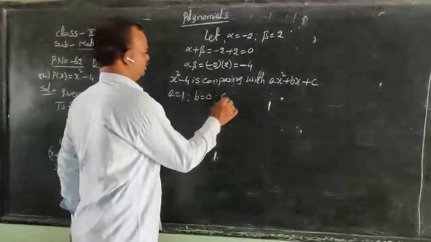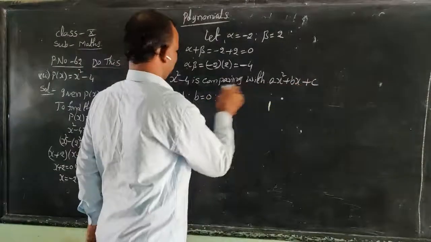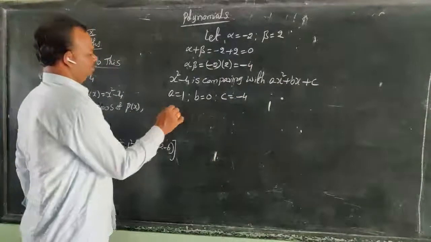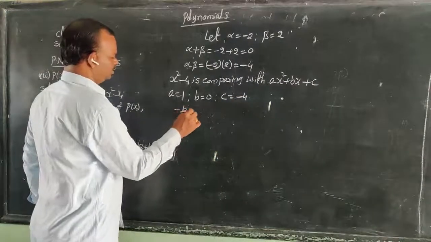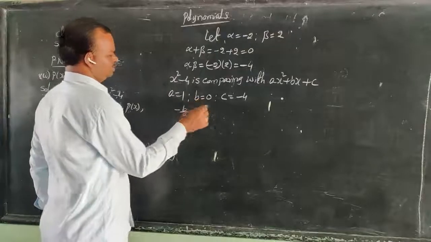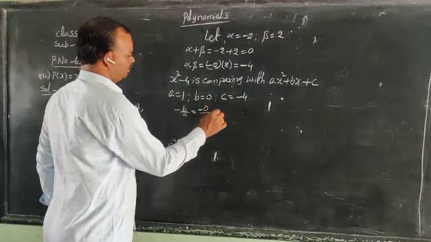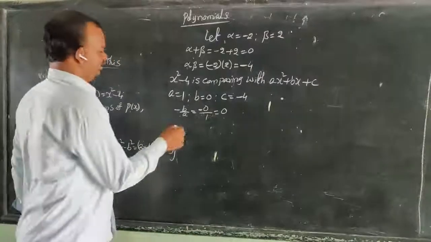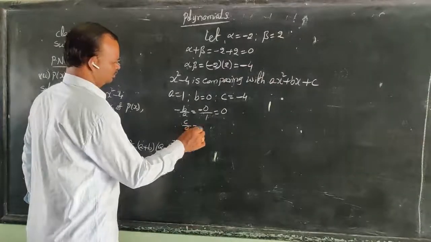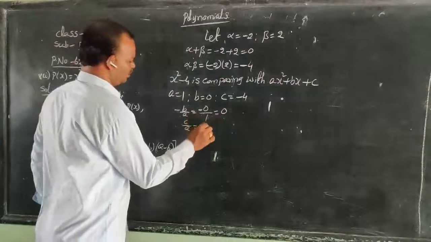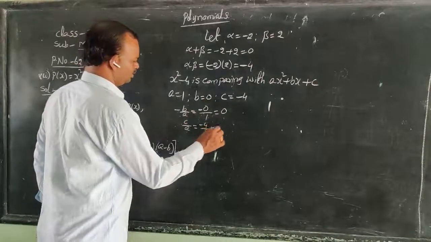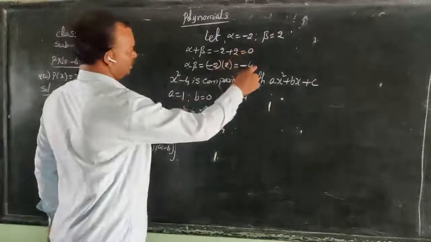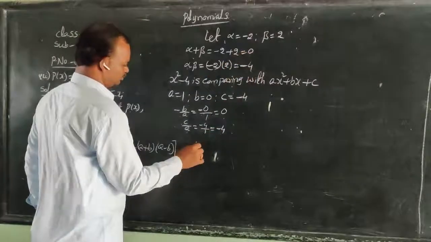And the next one is the constant c. Here the constant is minus 4. Minus b by a is equal to minus b, meaning b value is 0 by 1, that is equal to 0. 0 by anything is 0, and c by a, c means minus 4 by 1, that is equal to minus 4. So the values are 0 and minus 4.